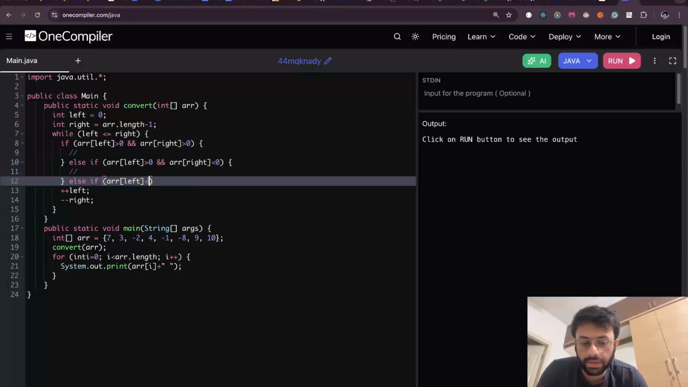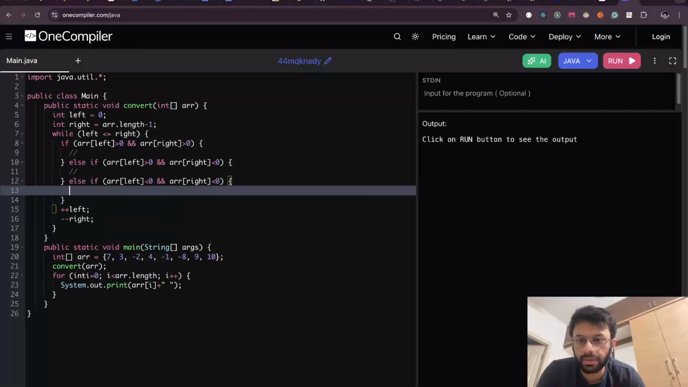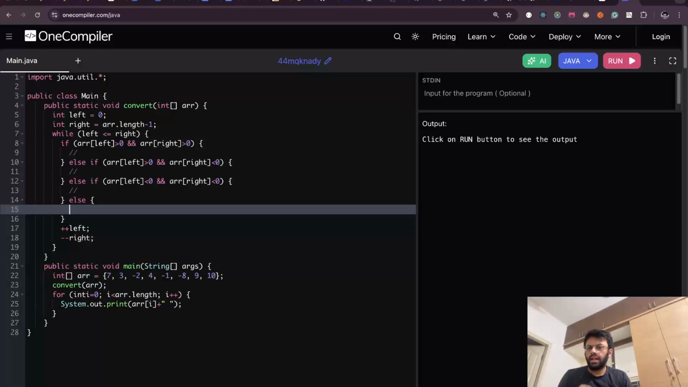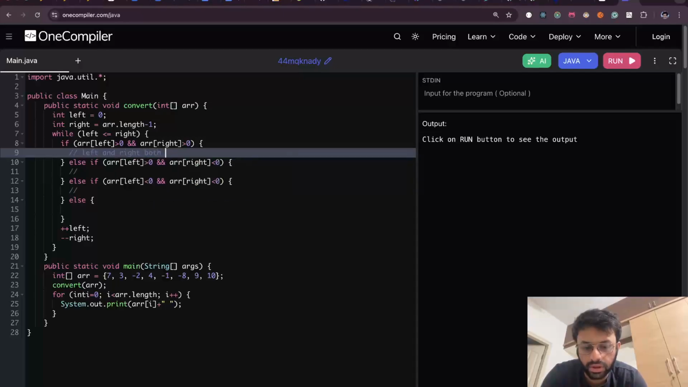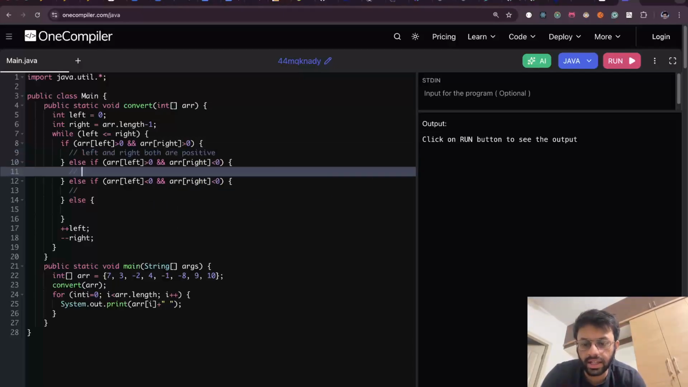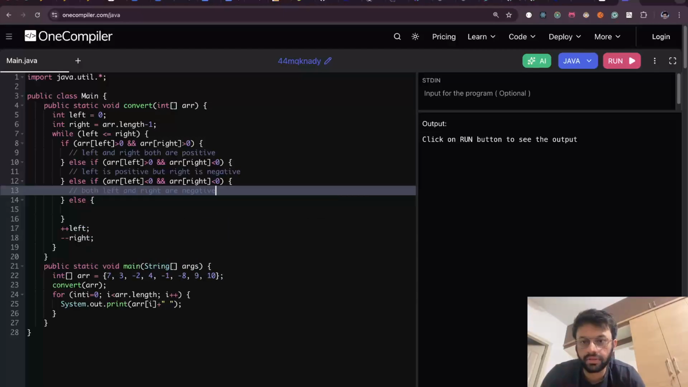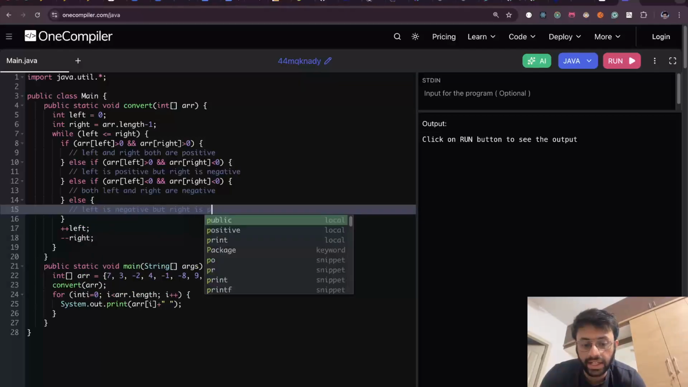Or the other scenario can be that both are pointing to a negative number. Okay. Else, the last scenario will be left is pointing to a negative number, right is pointing to a positive number. Okay. So the first case is left and right both are positive. Then here left is positive but right is negative. Then both left and right are negative. Then here left is negative but right is positive.